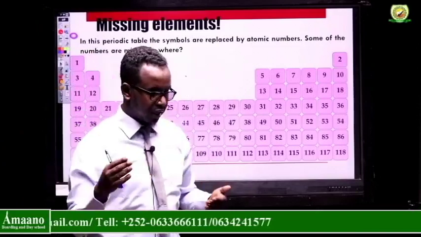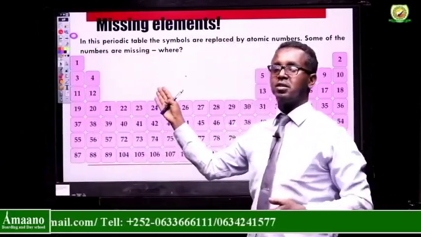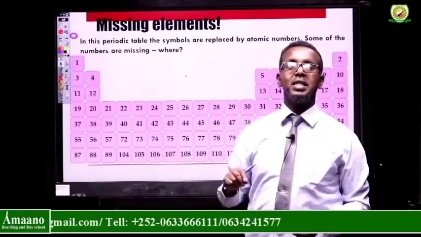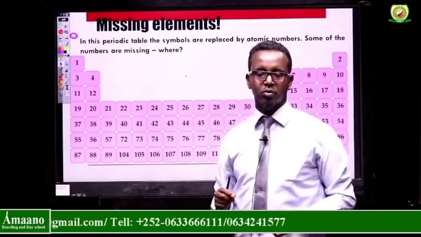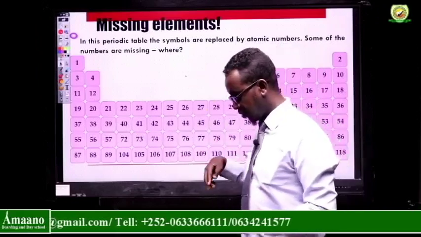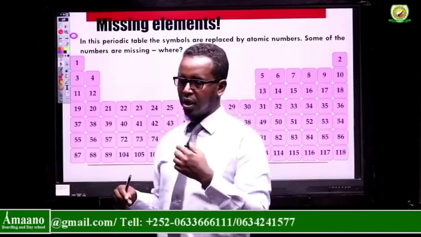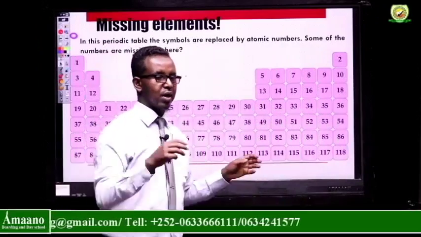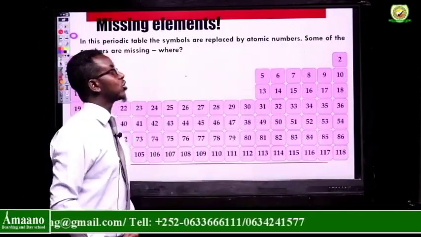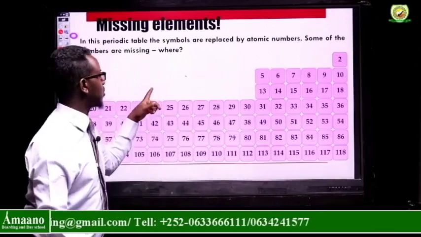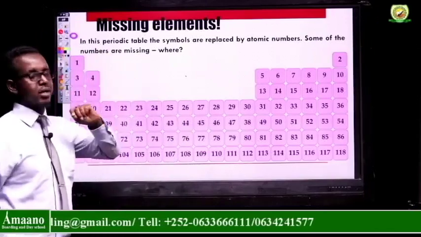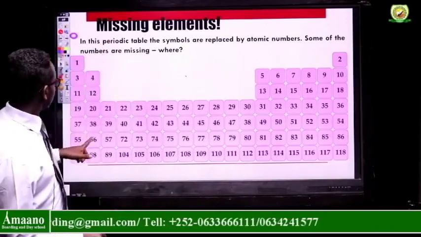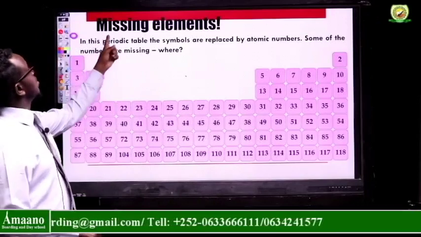The atomic number increases from left to right, which means this kind of periodic table is based on atomic number. There is another periodic table, called the classical periodic table. It was developed by Mendeleev. That periodic table is based on atomic mass, but our modern periodic table is based on atomic number. So if you consider here the missing elements.